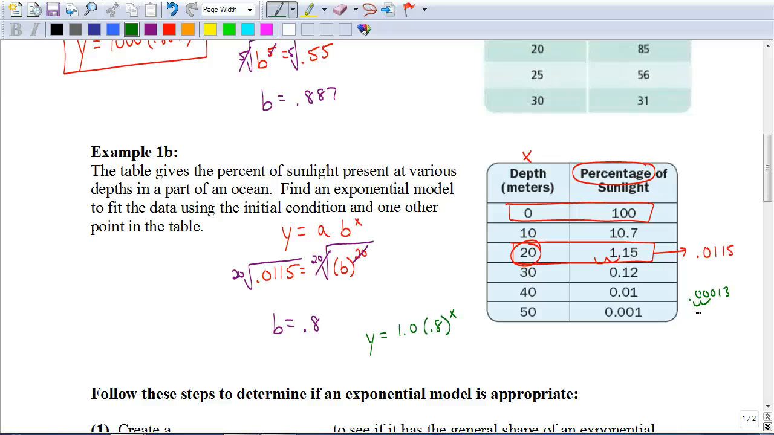So it's always good to check and make sure that your model makes sense, because you don't want to assume that your model is correct. That's the nice thing about math, is a lot of times you can check to verify your answer.